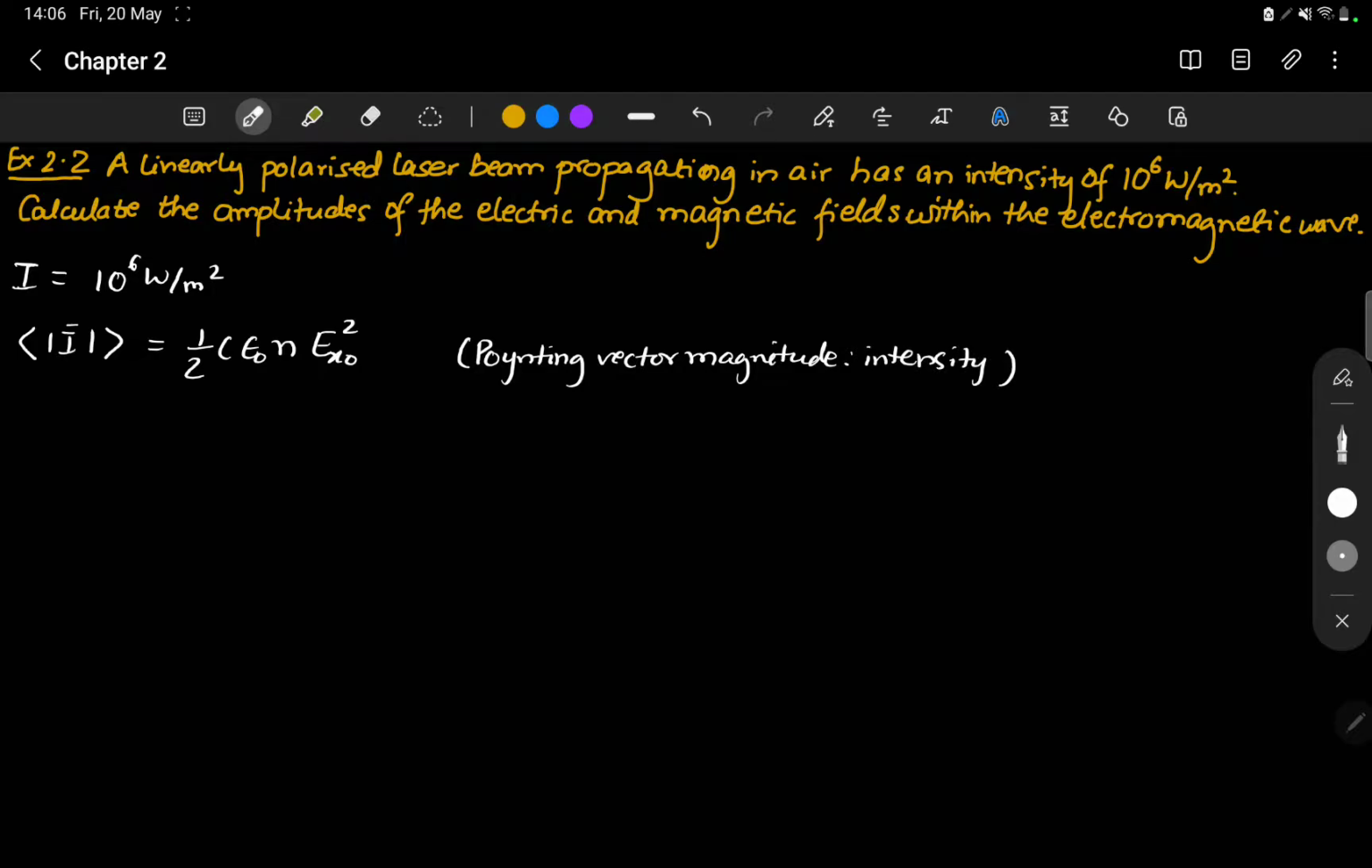So we need to find out the amplitude of the electric and magnetic fields. So the amplitude of electric field is nothing but Ex naught, and this I that I have written is nothing but the average Poynting vector average. This is the intensity. So from here we can calculate the value of Ex naught.